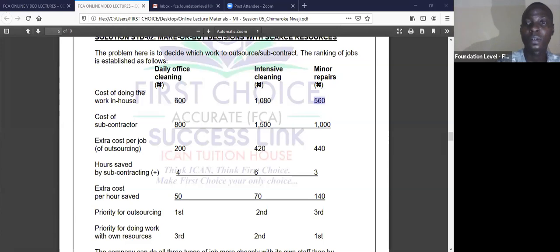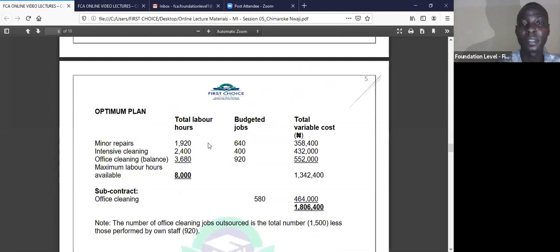So you come again, 560 multiplied by how many jobs here? Multiplied by 640. You multiply by 640, what you get is 358,400. That is your variable cost here. I believe that's clear. Then we go to the next one, which is intensive cleaning.